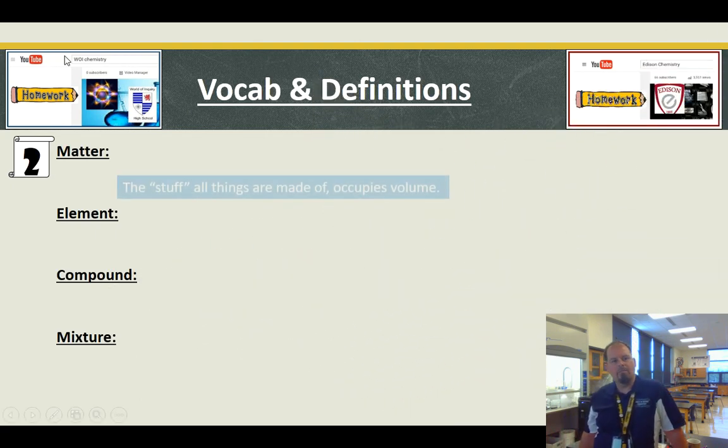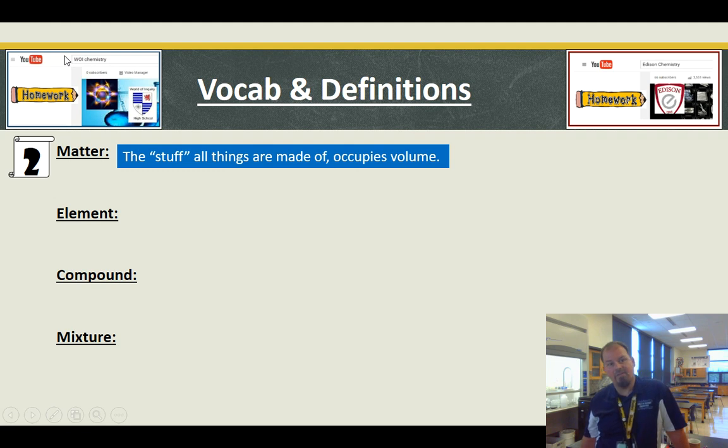All right, matter. Matter is not "what's the matter." Matter is the stuff all things are made of. Matter occupies volume. Volume is the space that it takes up. The matter is the stuff in the space. It's kind of together, but different, right?